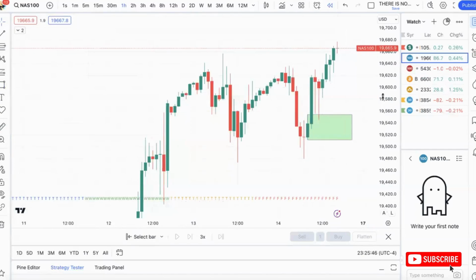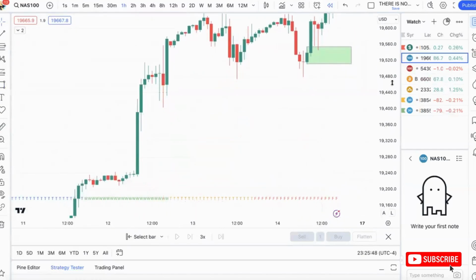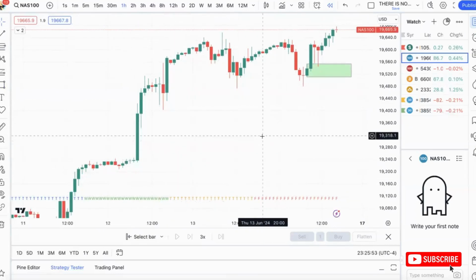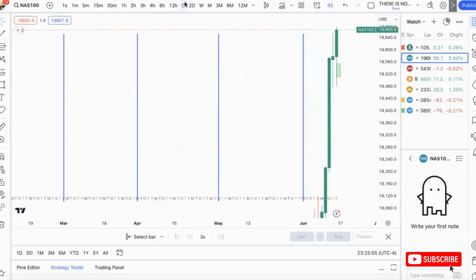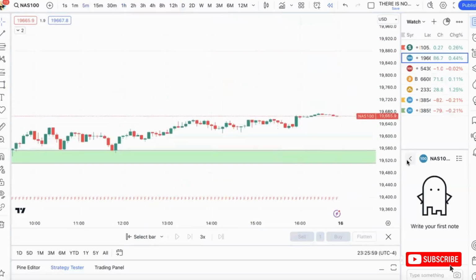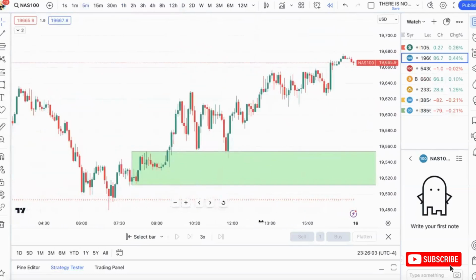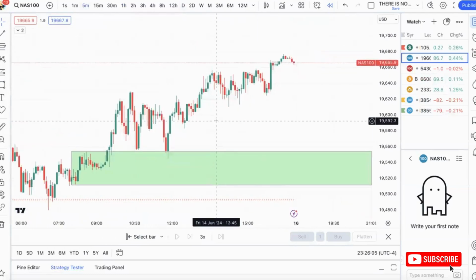If you're going to be trading NAS, understand that a lot of times it does not come down into these areas of interest. You have to catch it. Sometimes you have to catch it on the 5-minute time frame. I noticed that NAS 100 is very 5-minute time frame friendly. And those were the setups, guys.